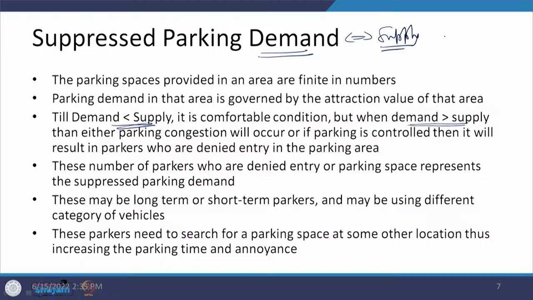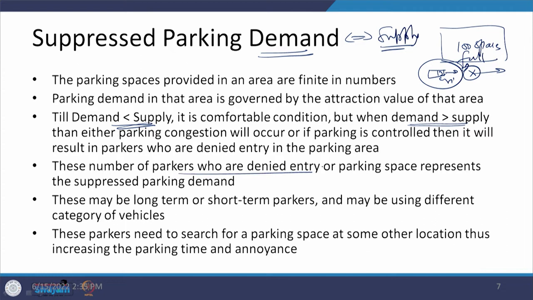Now, when we are looking at this aspect, say we had 100 spaces and they are all full, and now the next vehicle comes and tries to look for a space, but there is no space. So, there are n number of vehicles which come in a time period, and they find that there is no space available, and therefore, they have to move forward and look for some other location. Now, these n number of vehicles which were desiring to park at this location, that is the suppressed parking demand. So, the number of parkers who are denied entry or the parking spaces, they represent the suppressed parking demand. Now, when you are looking at these parkers, again these parkers are going to be there for different time durations.